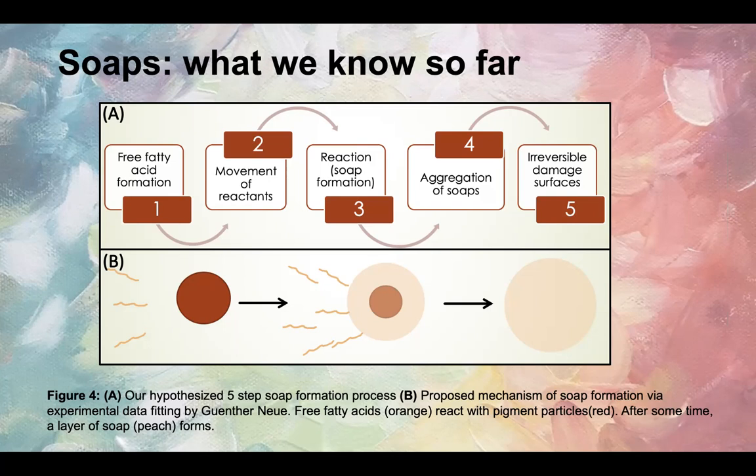Figure B is our very cartoony proposed mechanism of soap formation. So based off of our experimental data, we suggest that the free fatty acids, which in this case are little orange squiggles, attack the pigment particles, the red circle. They form a layer of soap around the outside of the pigment particle, which then means that to finish the reaction, the free fatty acids must diffuse through the formed soap to get to the remaining pigment particles.